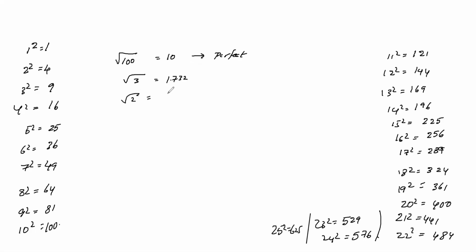Root 2 is 1.414. These are your non-perfect squares. These are the two different cases. Remember, one by one we'll discuss. So first of all, we'll see your perfect squares. We'll take some examples, but before going to the examples, we'll see some shortcuts.